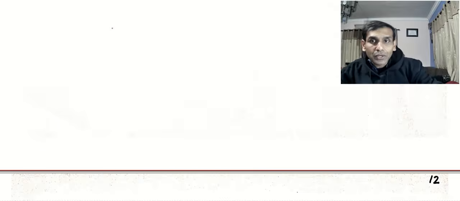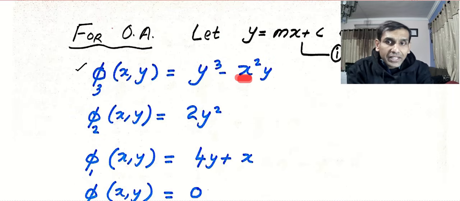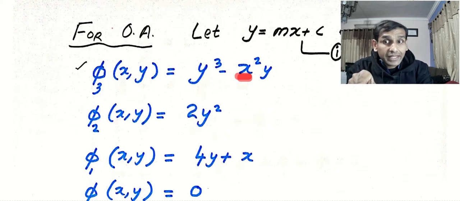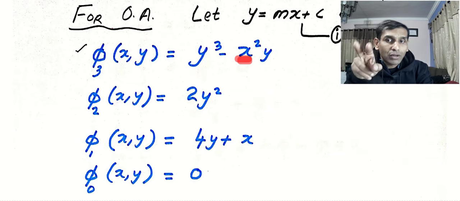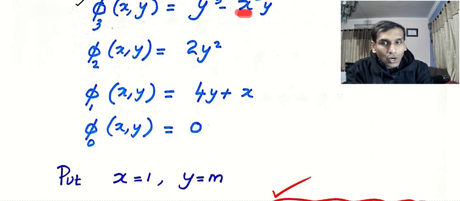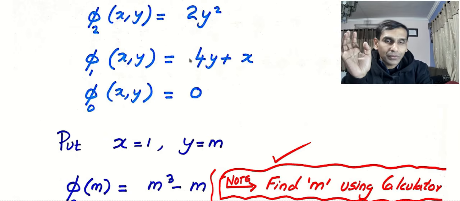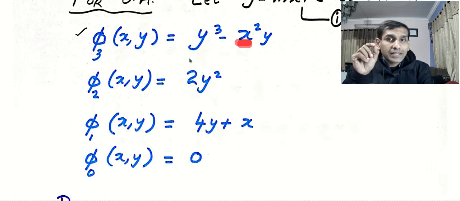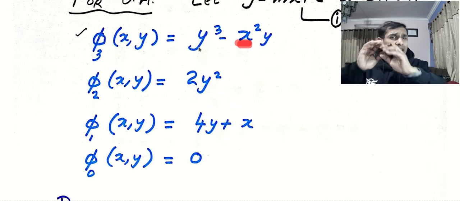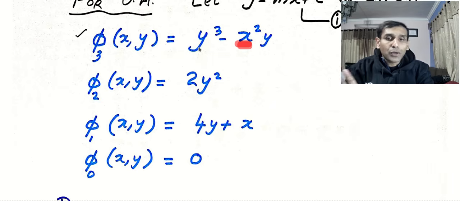Now you have to memorize a few formulae. So once more, let me tell you, we are trying to find the oblique asymptote. What I did is, the degree 3 terms will be called phi 3, degree 2 terms will be called phi 2, degree 1 term will be called phi 1, and the constant term will be called phi 0. And in the question, there are no constant terms, so I put 0. And then you replace every x with 1 and every y with m in any problem that you're planning to do. Let it be any problem, this is the procedure.